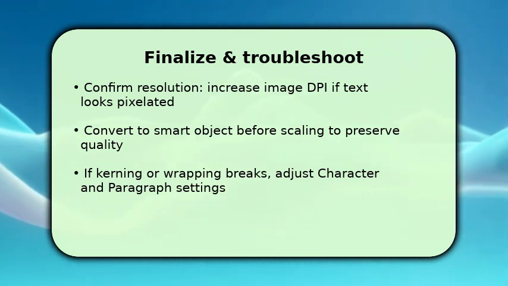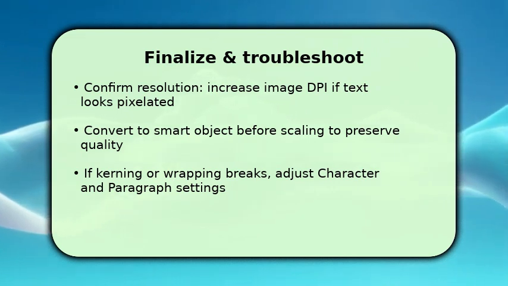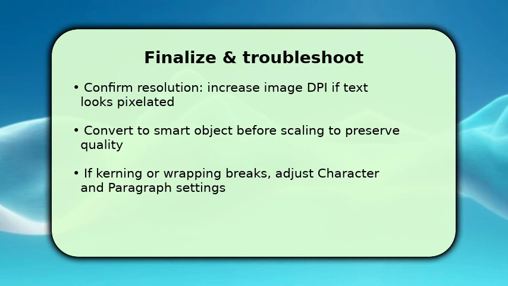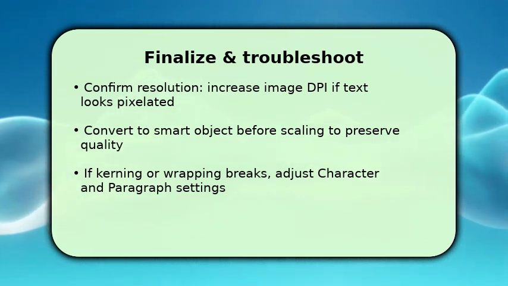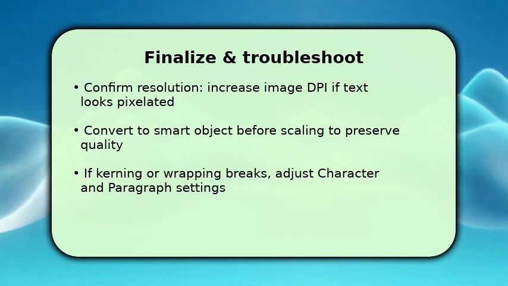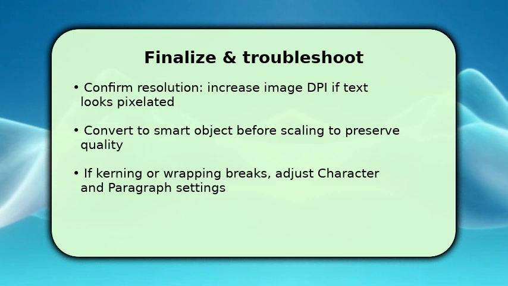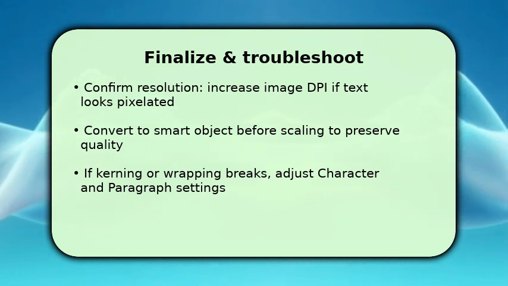If text wrapping, kerning, or line spacing shifts unexpectedly, adjust character and paragraph controls and reflow text manually. Troubleshooting: if size changes seem ignored, verify you edited the correct layer and that the layer isn't rasterized or locked. Unlock and retry changing size.